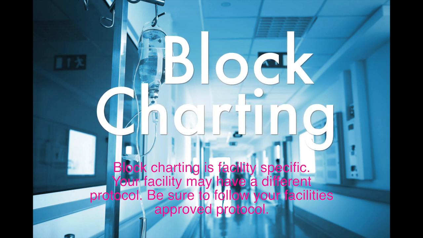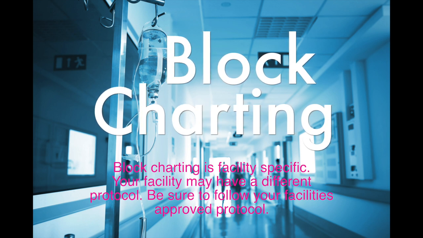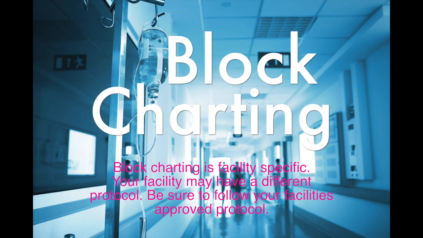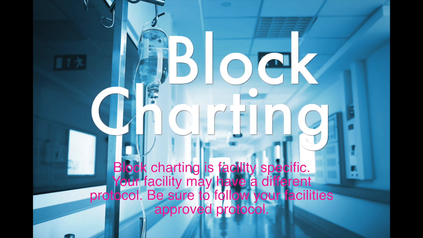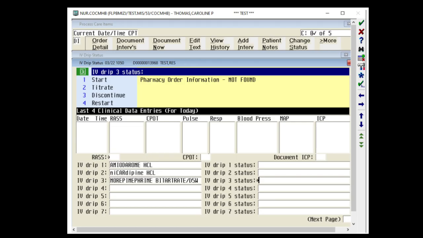But back to block charting. In the instance where you're going up and down on your drips, we have something called block charting, where you can document 3 times in a 4-hour interval instead of documenting the 25 steps you actually took. So let's get started and go over block charting. You will start out the same way you start out with all drips. Go to the titration section, and then you will select the drip and then option 2 to titrate.